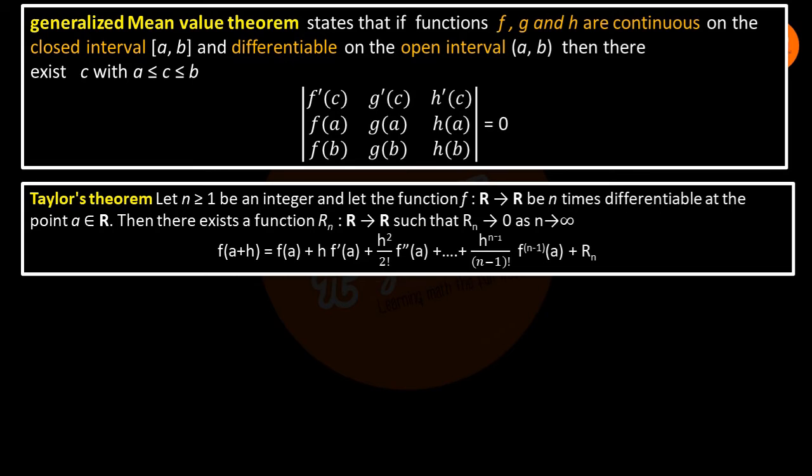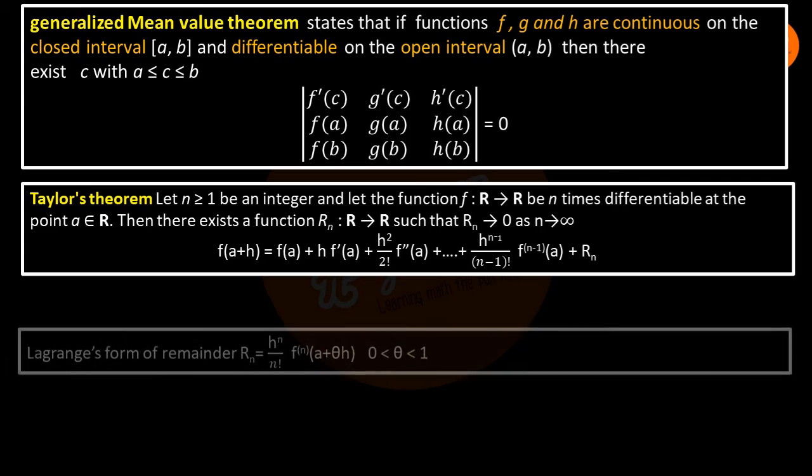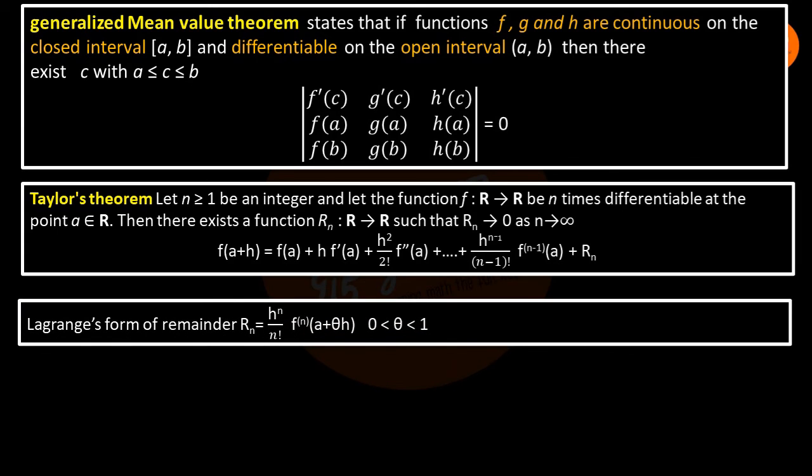This is Taylor's theorem. If a function is n times differentiable at a point, then the function can be expressed as a power series. And Rn is called the remainder in this theorem. And this is the Lagrange form of remainder.